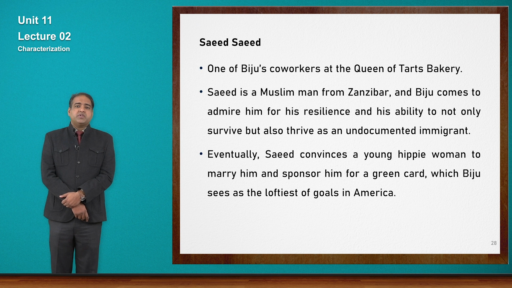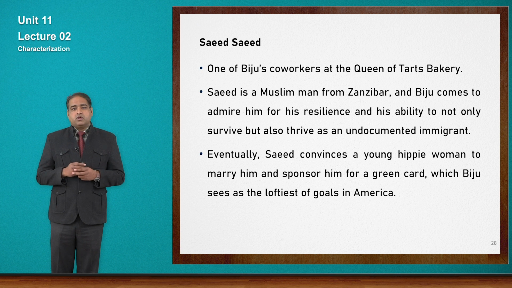Eventually, Saeed convinces a young hippie woman to marry him and sponsor him for a green card, which Biju sees as the loftiest of goals in America. So, after some time, Saeed marries this young hippie woman, and this is how he gets a green card of America, because that woman was an American native.